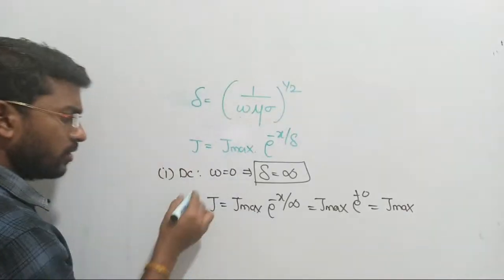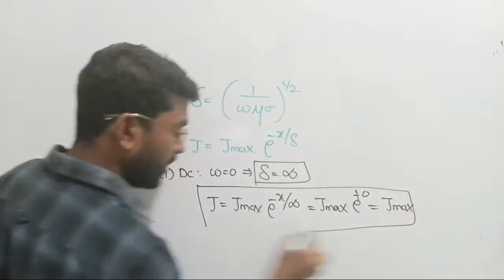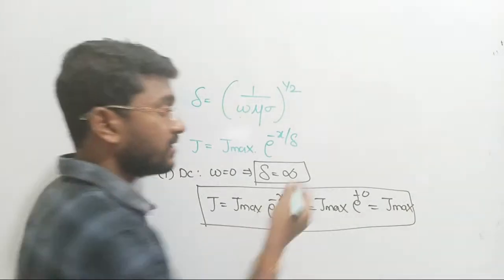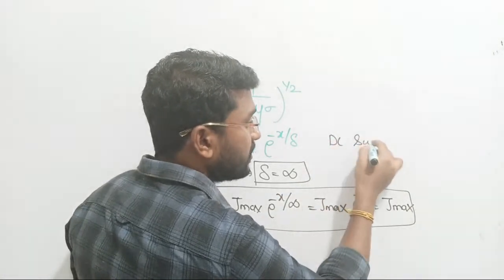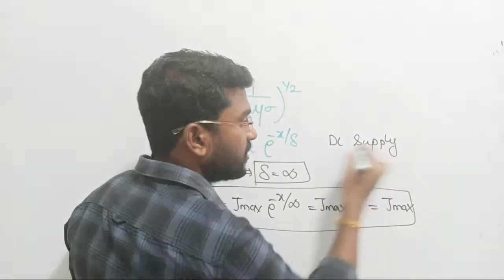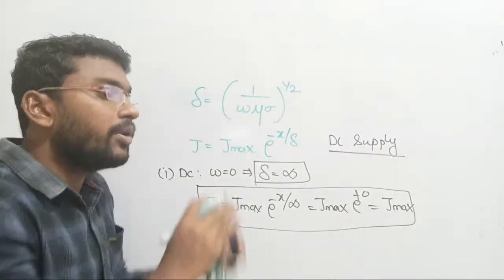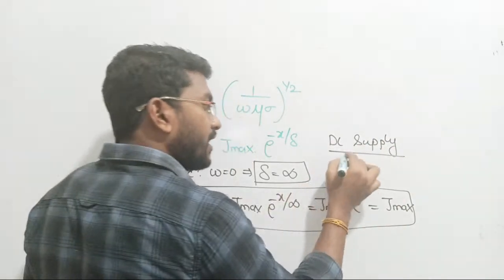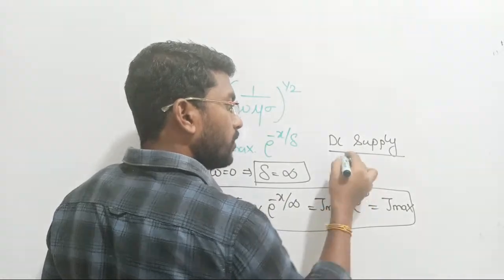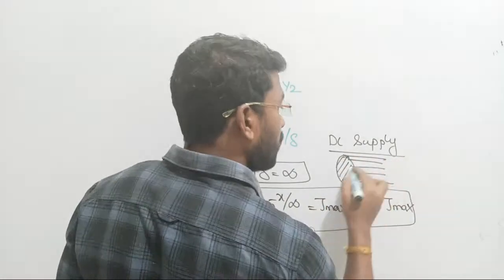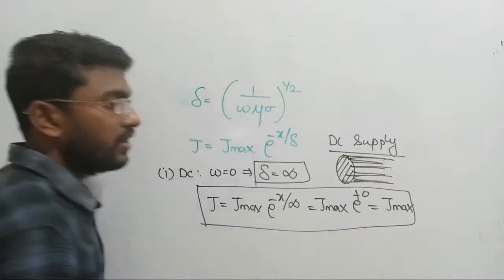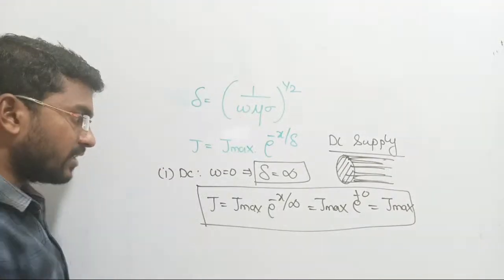What is the conclusion? You cannot observe the effect of the skin. Skin effect won't appear in case of DC supply. Current will be uniformly distributed over the entire cross-section of the conductor. There is no skin effect. Current will be uniformly distributed in the entire surface of the conductor. That is in case of DC.